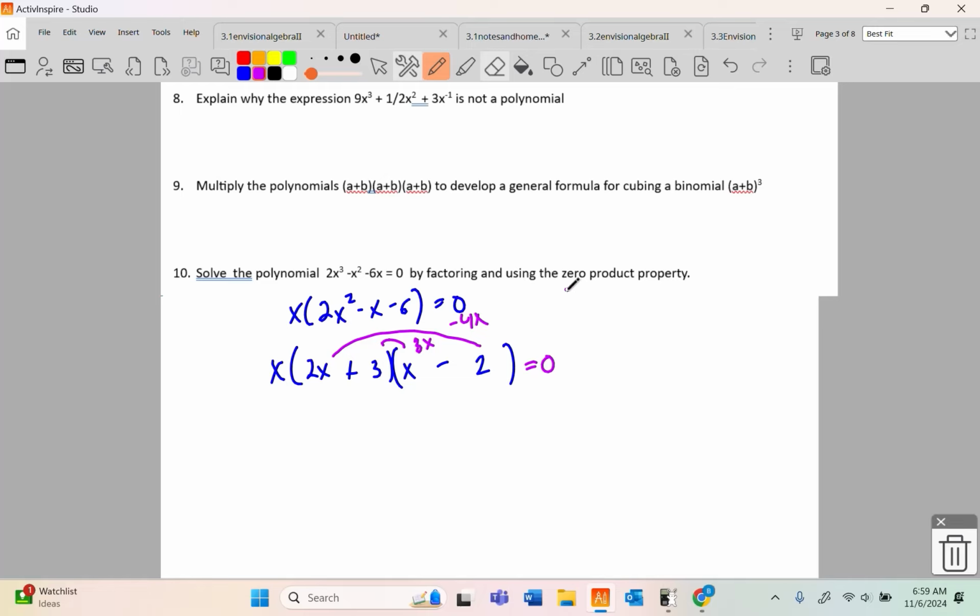Now we get to use the zero product property. X must be 0. See that guy right there? Or 2x plus 3 must be 0. Or x minus 2 must be 0. All right, so two-step equation, 2x is negative 3, divide by 2, x is negative 3/2. Single step equation, x is 2. Jump equality, change your sign, be done, good day.